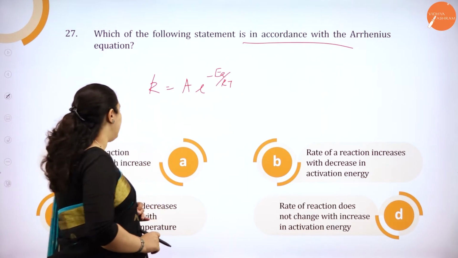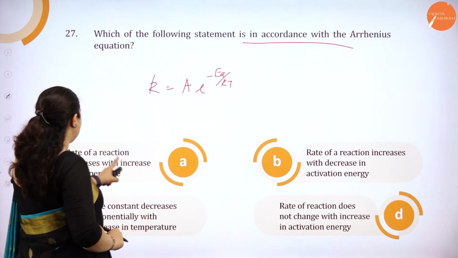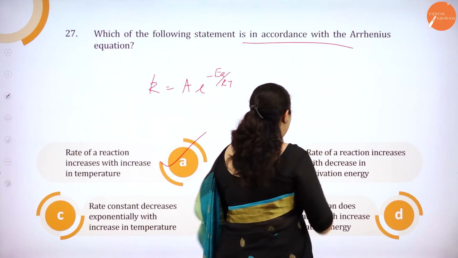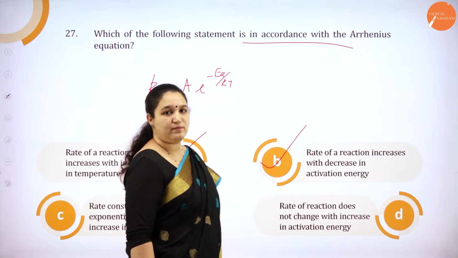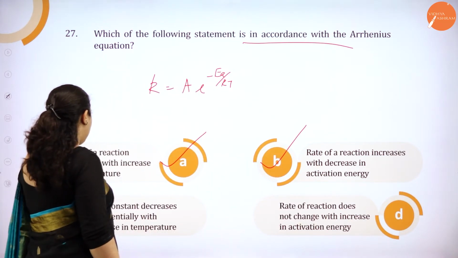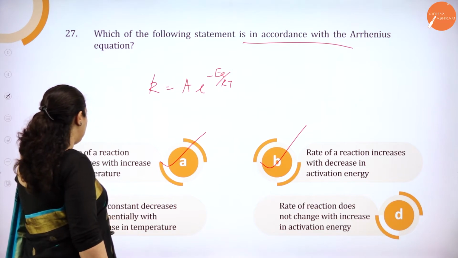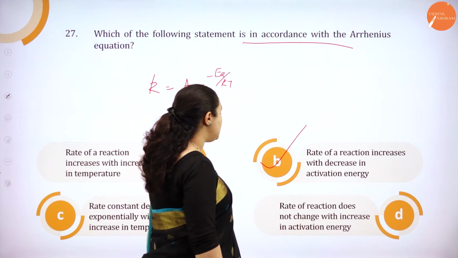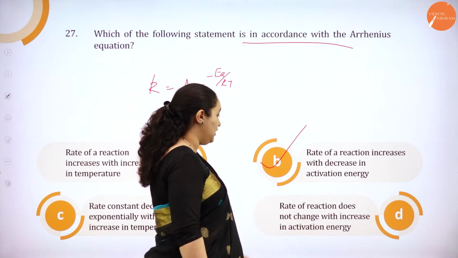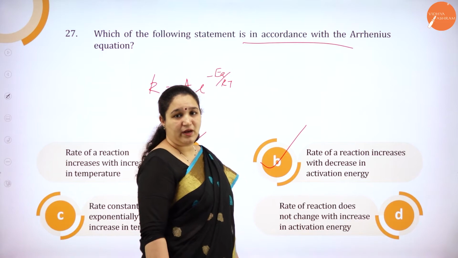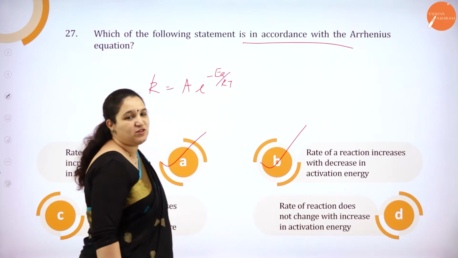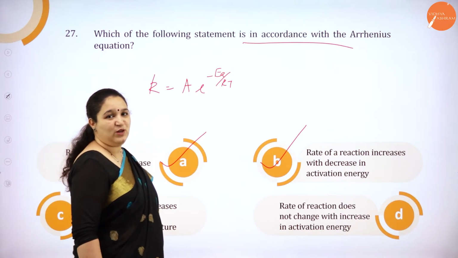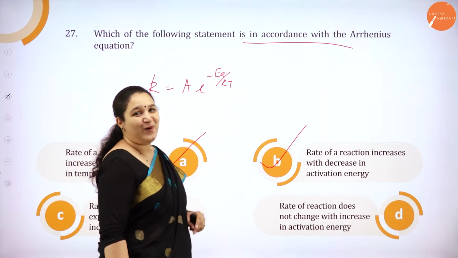Read the options very carefully. Rate of the reaction increases with increase in temperature, correct. Rate of the reaction increases with decrease in activation energy, this also is correct. Option C, rate constant decreases exponentially with increase in temperature, no, this is wrong. Rate of the reaction does not change with the increase in activation energy, no, that is also not correct. The rate of the reaction is affected by activation energy. So we have two correct answers for this particular question. So the answer is A or B.